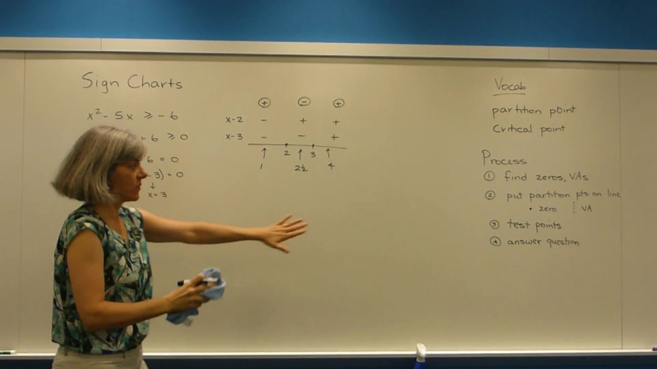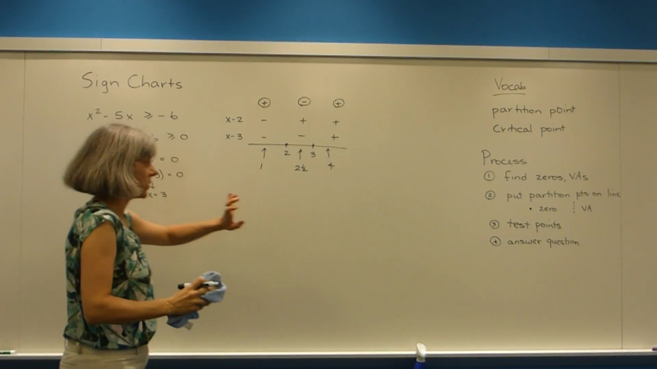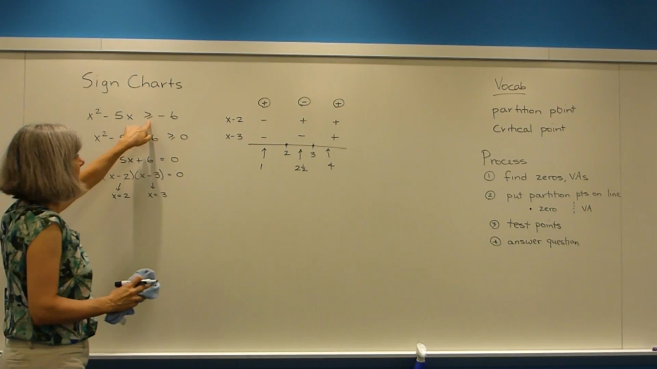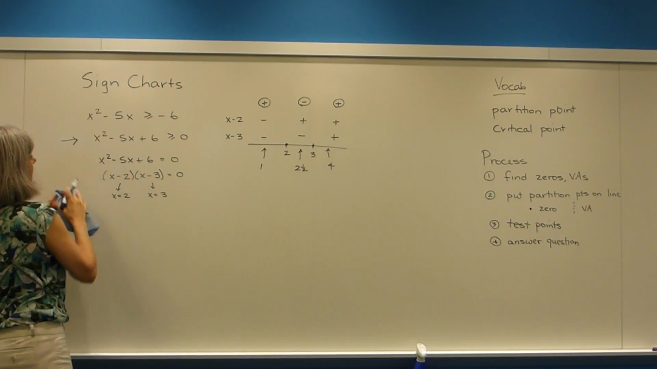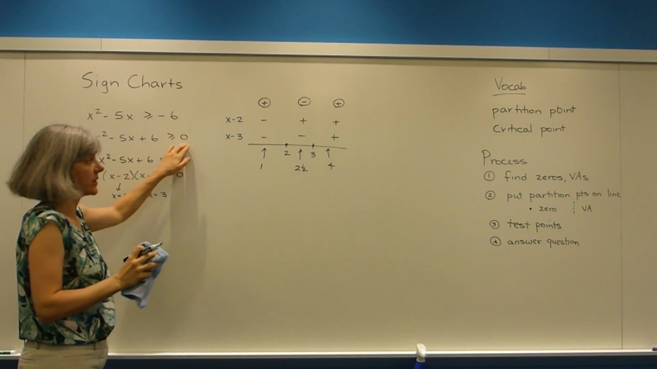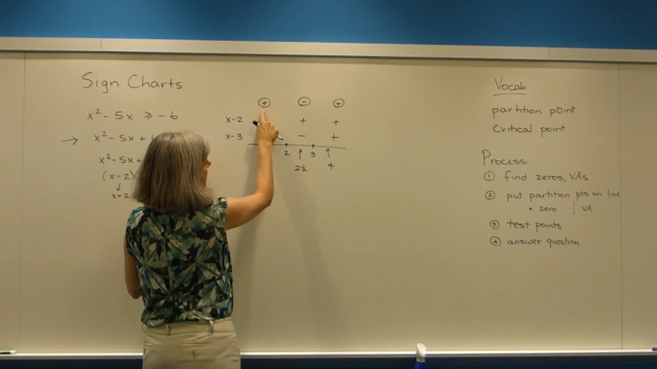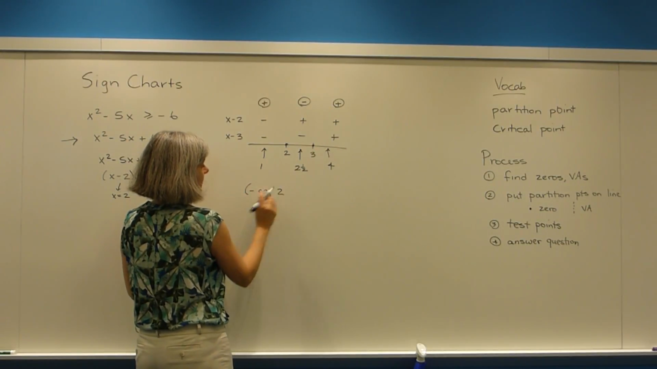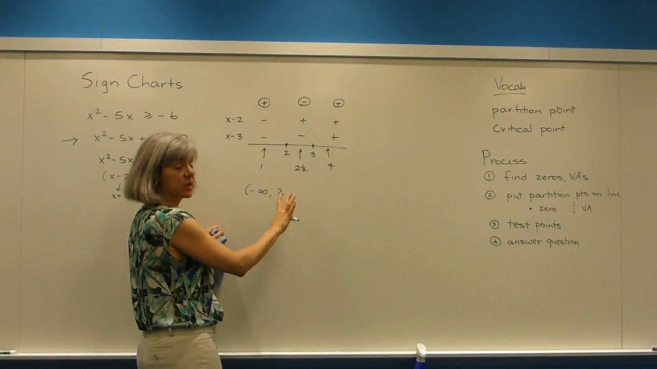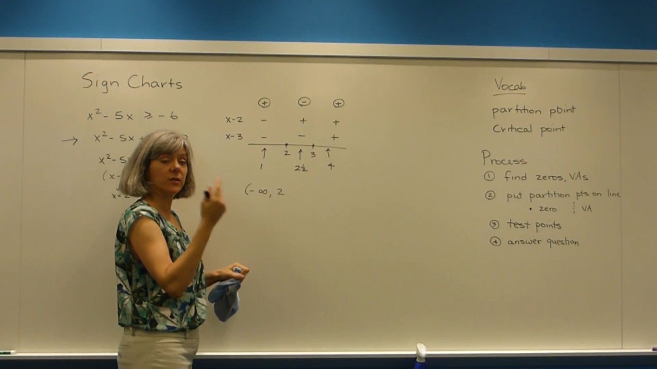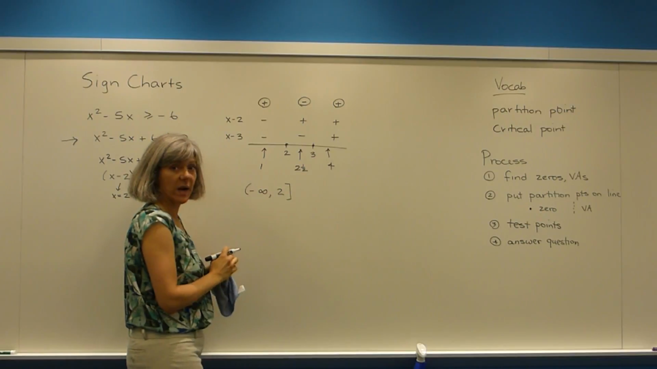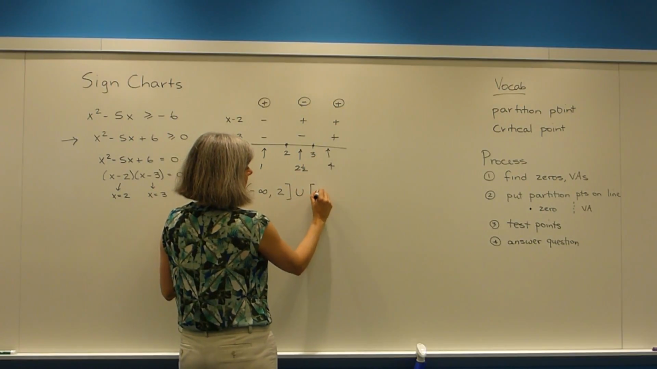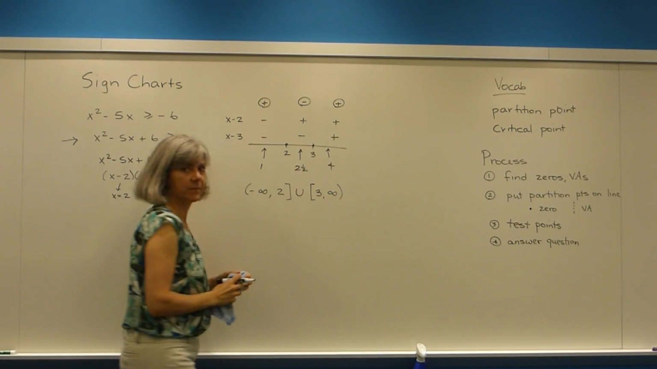Okay, so now we've tested our points. Now we need to answer the question. What was the question? Solve this. Where is it greater than or equal to negative 6, which is this problem, where is it greater than or equal to 0? So greater than or equal to 0 is here and here. We always use interval notation. So we start at negative infinity, go all the way up to 2. Because we're asking for greater than or equal to 2, we use square bracket together with, that means there's another piece, from 3 out to infinity.